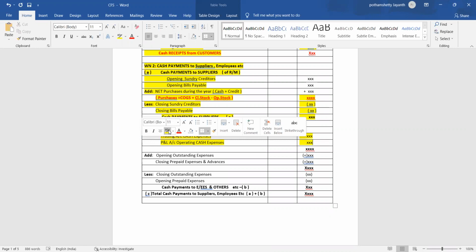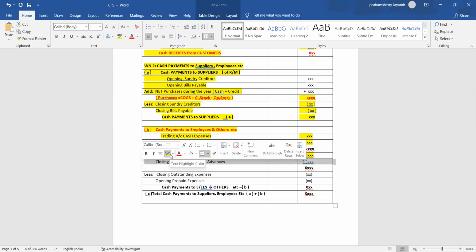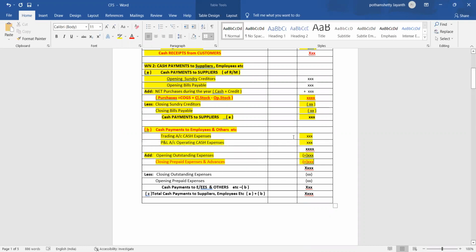So only you consider operating expenses, general expenses, administration related, rent, printing, stationery, electricity, maintenance, other things, all those you will take as total expenditure. To that you need to add, please remember here, opening outstanding expenses. Opening means last year outstanding expenses you need to add, and closing prepaid expenses. This is current year. Current year prepaid you add to the trading and P&L account expenditure.